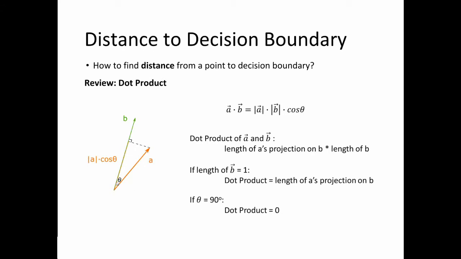And if the angle theta is 90 degrees, that means vector A is something like this, right? Then thinking about shining a light, there wouldn't be any shadow, or maybe just the shadow of a dot here. So then the dot product is 0.